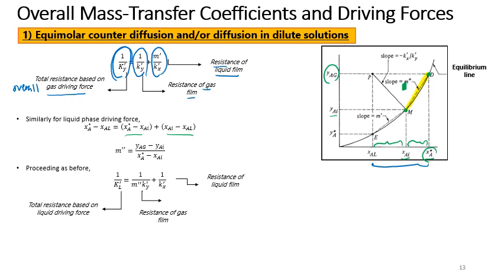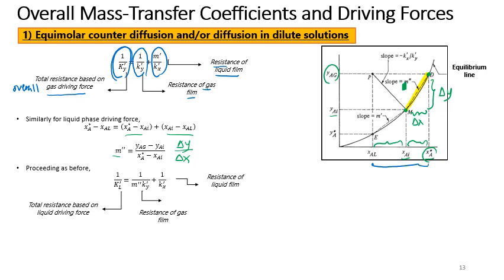So the slope M double prime is your delta y divided by delta x. Here is your delta y and here is your delta x. And then you proceed as before, replace with NA, the flux, and you can get this expression here. What does it mean? I would advise you to try to derive this on your own, because I've shown you how to derive for the gas phase, so now you derive for the liquid phase.